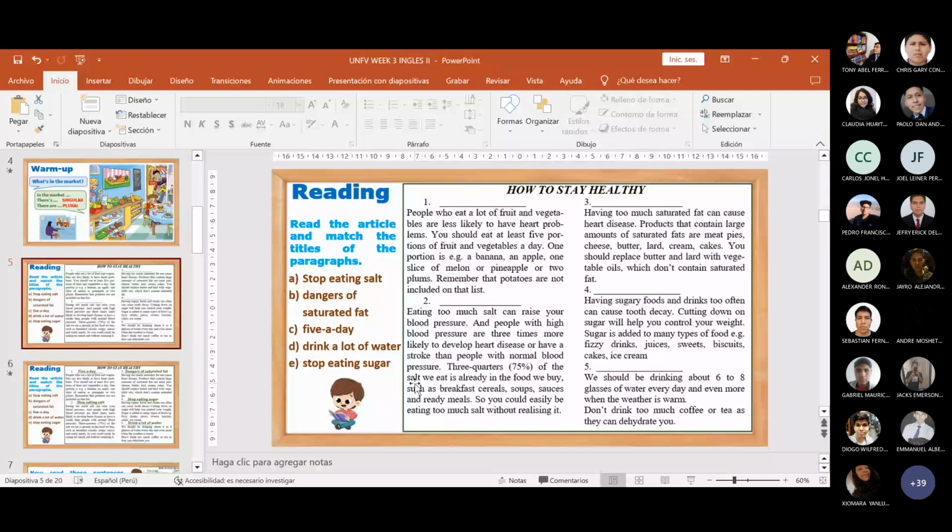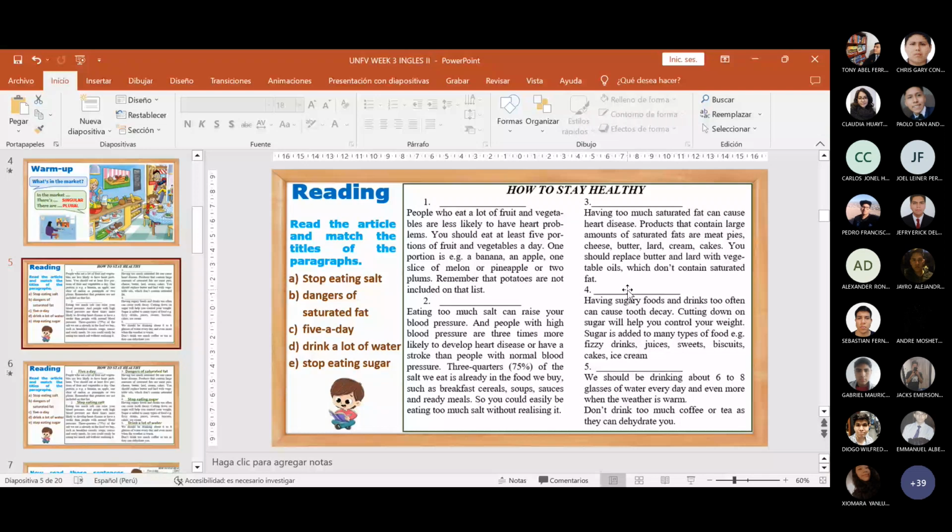3/4 of the salt we eat is already in the food we buy, such as breakfast cereals, soups, sauces, and ready meals. So you could easily be eating too much salt without realizing it. Having too much saturated fat can cause heart disease. Products that contain large amounts of saturated fats are meat, pies, cheese, butter, lard, cream, cakes. You should replace butter and lard with vegetable oils, which don't contain saturated fat.